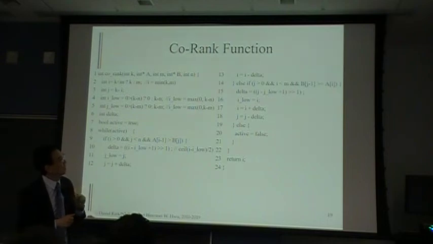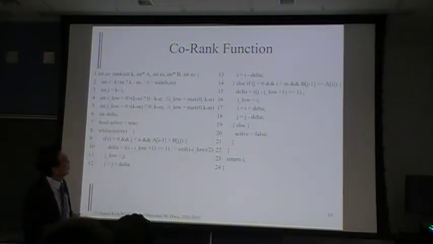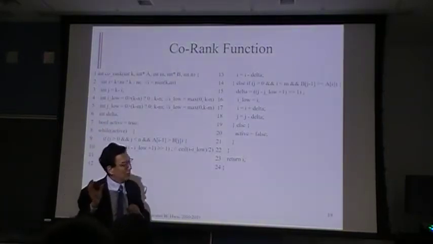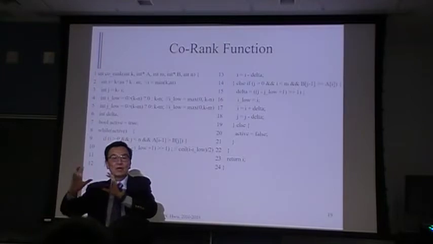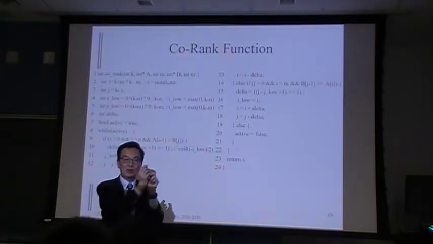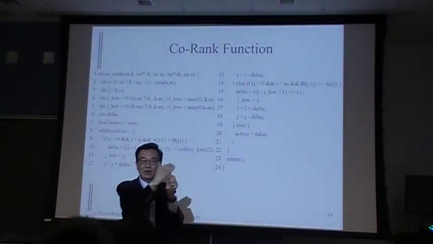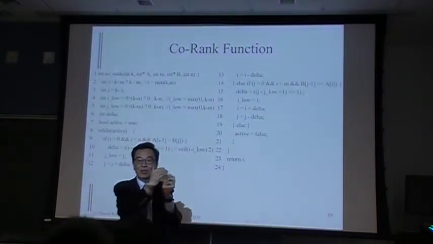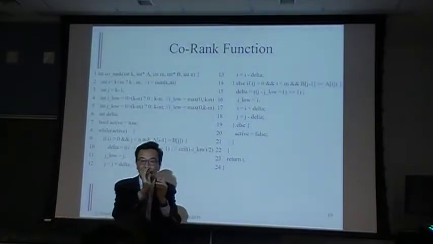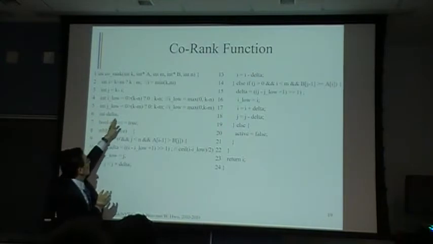k minus n. If k is indeed greater than n, then I assume that every element is going to be taken from B, and then I'm going to only take a small number of elements from A. So that's the lowest position that I will need to look at. But this is also a heuristic.